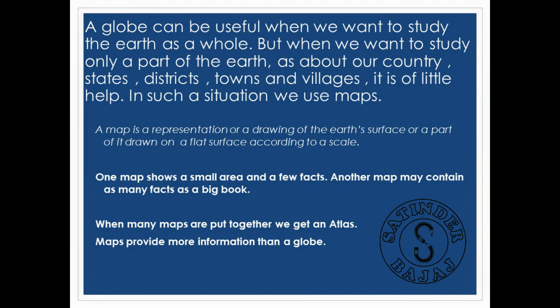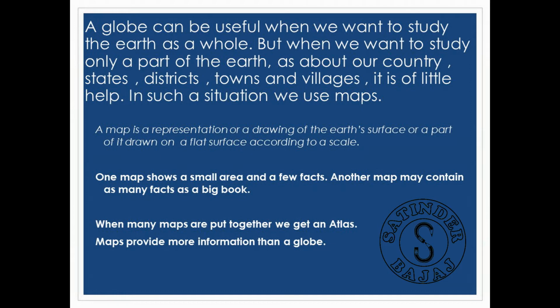A map is a representation or a drawing of the Earth's surface or a part of it drawn on a flat surface according to a scale. But it is impossible to flatten a round shape completely. We find that maps are useful to us for various purposes. One map shows a small area and a few facts. Another map may contain as many facts as a big book.